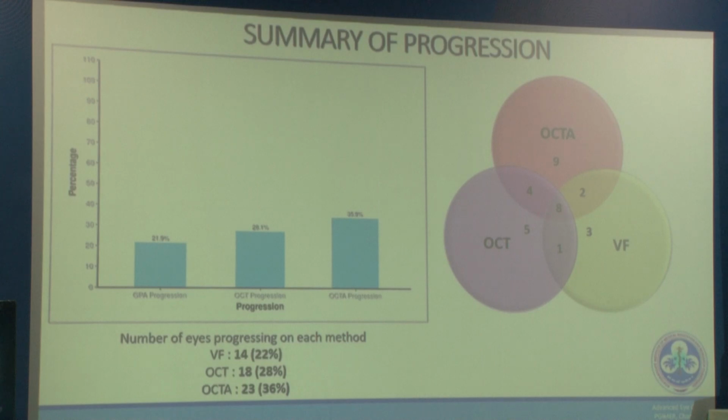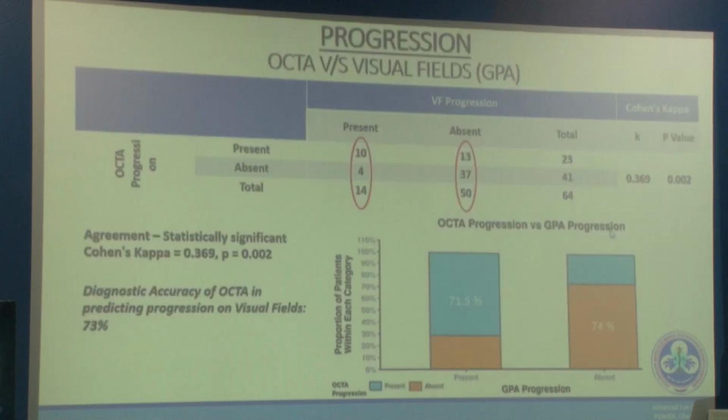This is a Venn diagram showing each number of eyes, how they progressed. So we can see 8 eyes progressed on all the 3 methods, that is visual field, OCT angiography, and OCT, while 9 eyes just progressed on OCT angiography, 5 just on OCT, and 3 just on visual fields.